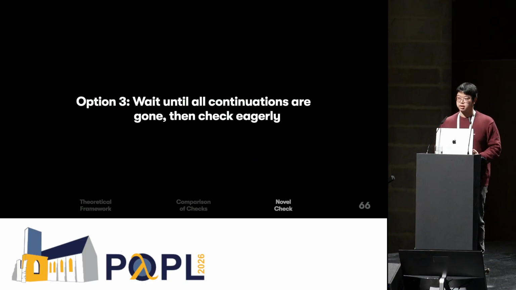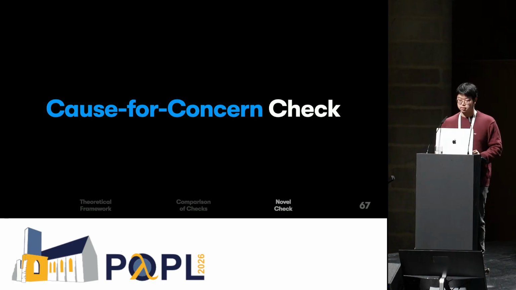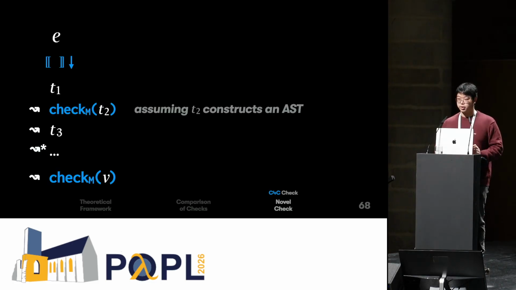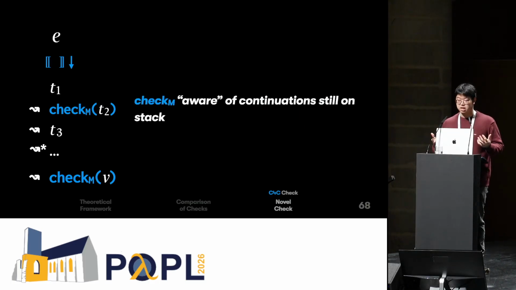And that's our novel check. What we do is we check at different points. We wait until all continuations are gone, and then we check eagerly. And we call this the cause for concern check. So we can look at how it looks operationally. What we do is we change each check into something called a check M. A check M is like a smart check. It's aware of continuations that are still on the stack, and if it sees any, it erases itself.